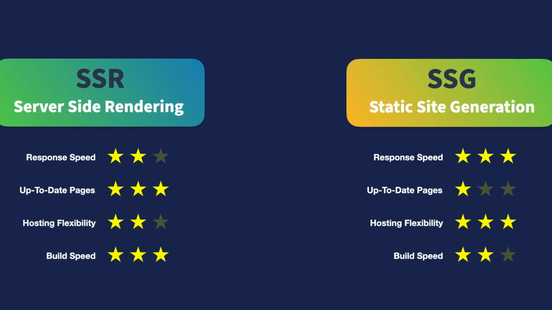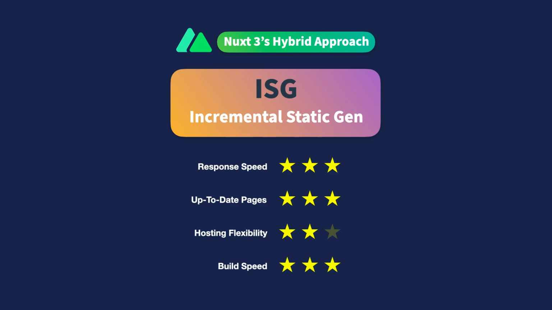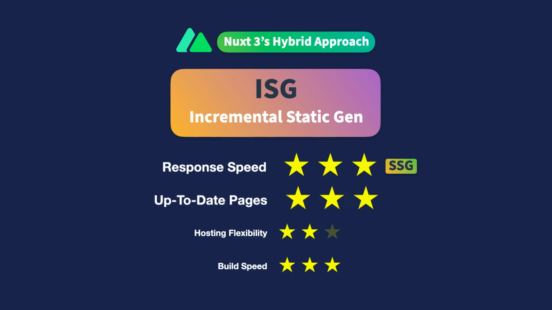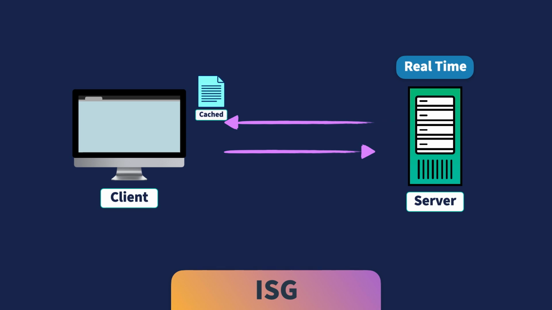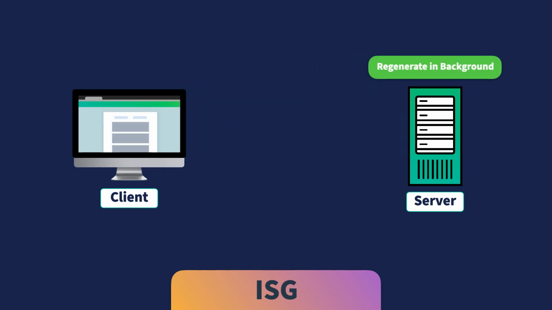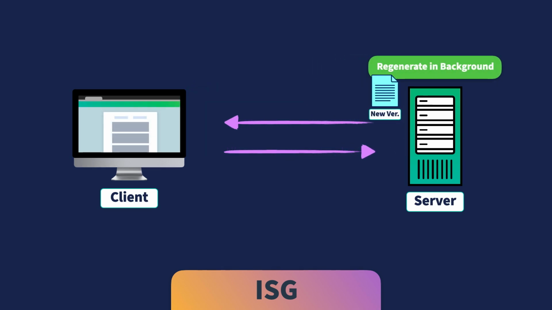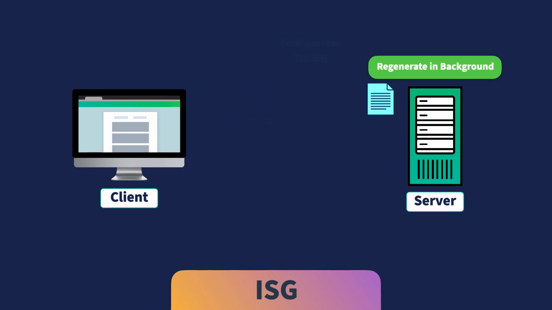Finally, there is a new hybrid approach coming soon to Nuxt 3. It can keep the response speed on the SSG level, while the pages are mostly up to date, closer to the SSR level. The trick is to serve the cached version of the page in real time, and regenerate a new version of this page in the background, and serve the new version for the next request. You can configure how often a page has to be regenerated.